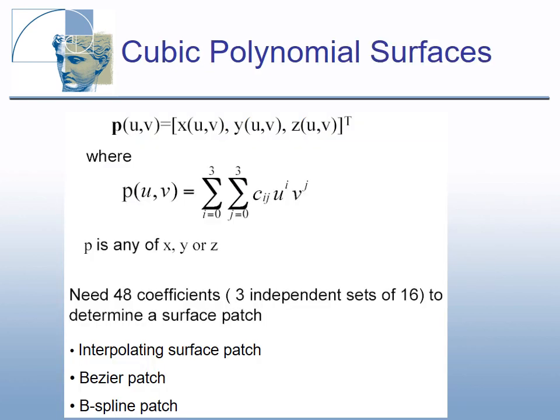A big class of cubic polynomial parametric surfaces is the main tool in the modern design and animation. Any such surface is defined by the shown equation. We need 16 coefficients for each coordinate component, and in total 48 coefficients, to determine the specific surface. Typical representatives of this class of surfaces are interpolating surface patch, Bézier patch, and B-spline patch.